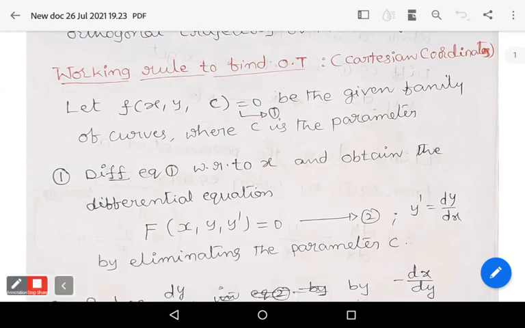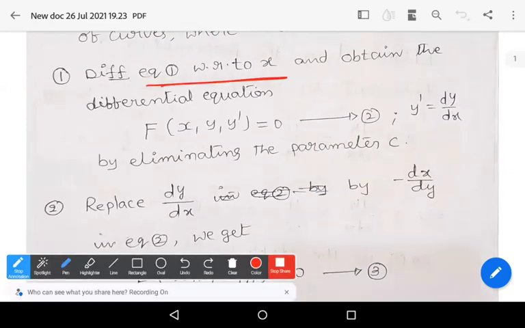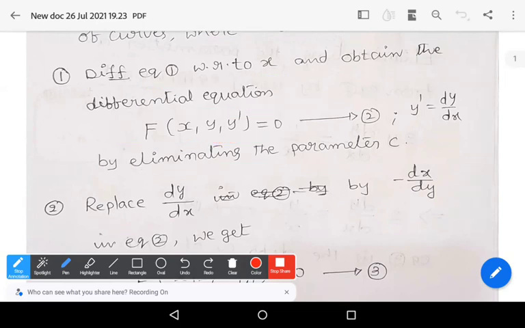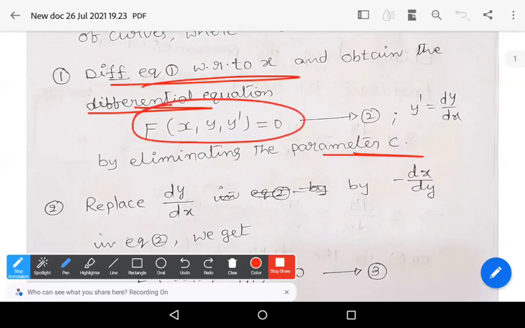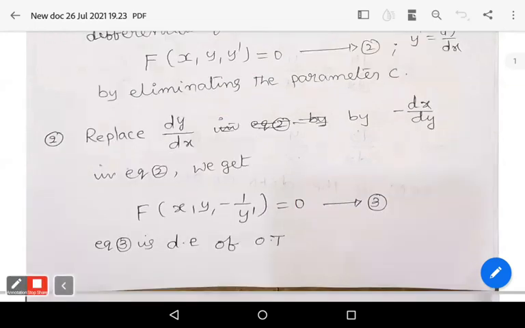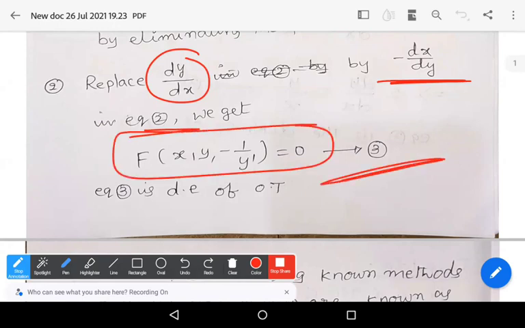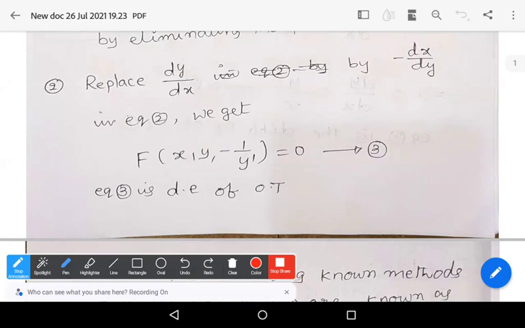Now the first step is to differentiate equation 1 with respect to x. Differentiate the given family of curves with respect to x and obtain a differential equation, equation 2, by eliminating the parameter c. I repeat that point. Differentiate the given family of curves with respect to x and obtain the differential equation by eliminating the parameter c. And then the next step: replace dy by dx with minus dx by dy in equation 2.